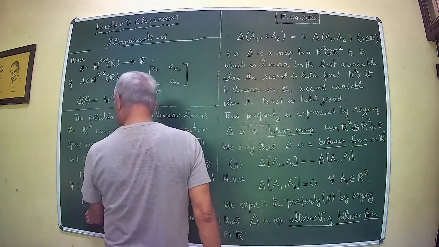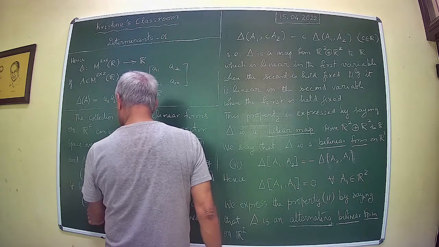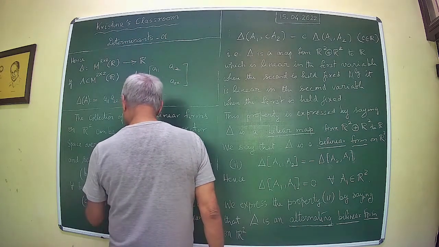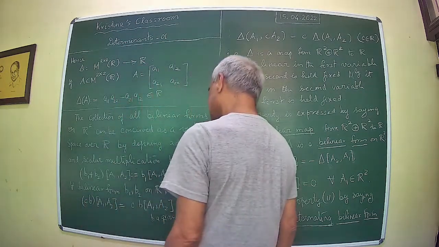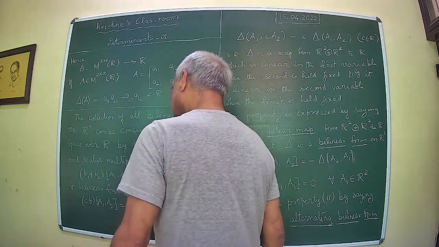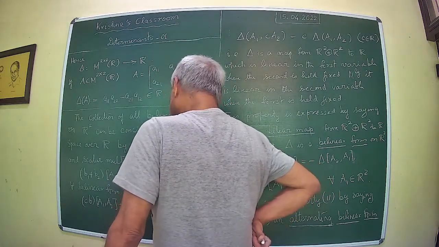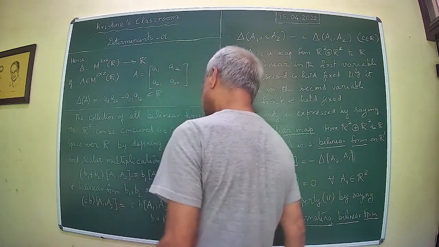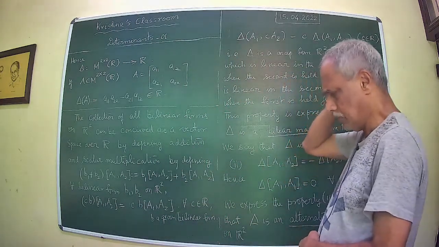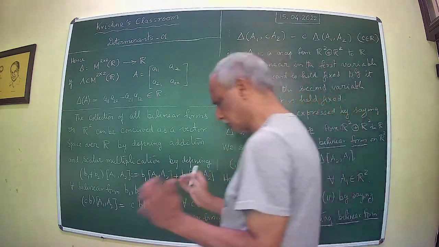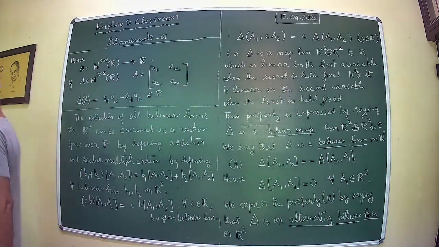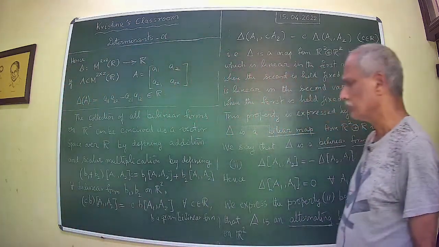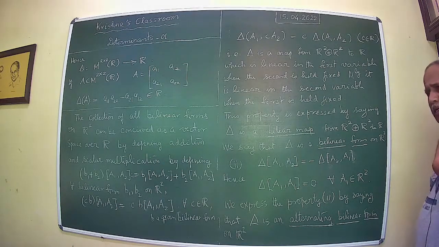First of all, it's a real number. Secondly, it is linear in A1 with A2 fixed, and linear in A2 with A1 held fixed, and that is easily verified. It follows from the bilinearity property of B. Okay, so that's very directly verifiable. Therefore, you see that the sum of two bilinear forms is a bilinear form, and a scalar multiple of a bilinear form is a bilinear form, and you have got a zero bilinear form.